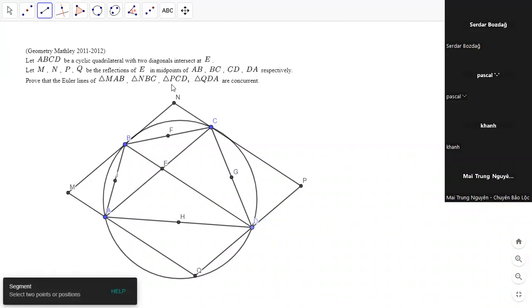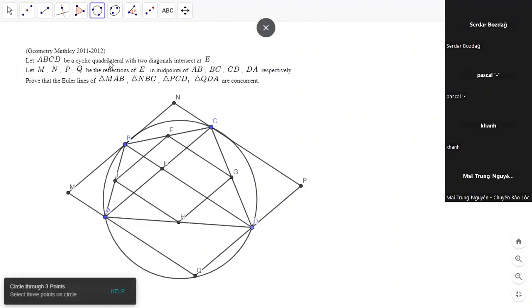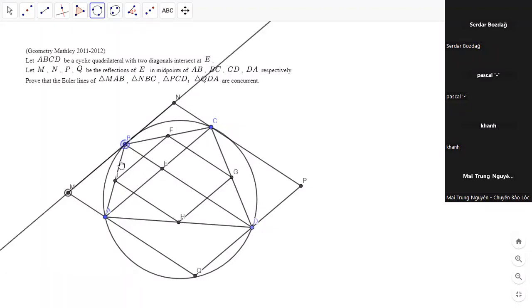So yeah, this itself is the parallelogram, right? These two are parallel to this diagonal. These two are parallel to this diagonal. And it's like homothetic to this about E. Okay, so what's the right way to think about this? If we show three are concurrent, obviously the fourth one has to be.